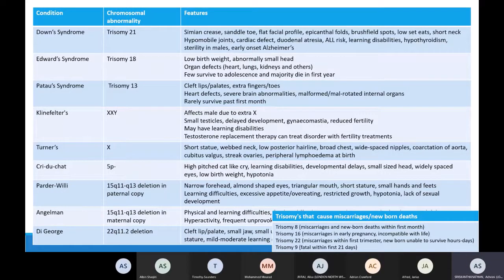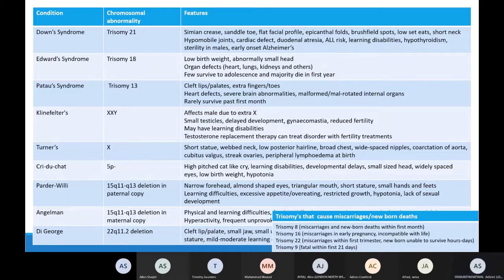So I'm not going to go through all of these, but I put this table together as a revision for key features you need to know for each of these different syndromes. The 3 trisomies here, so your Down's, Edwards and Patau's, and just how to differentiate them. I've also put in Klinefelter's and Turner syndrome, which affect sexual development. Some of the other ones that you might need to know are Cri-du-chat, Prader-Willi, Angelman's and DiGeorge syndromes, which commonly come up in exams, and I put down the key features in there. So I'll let you guys look at this in your own time.